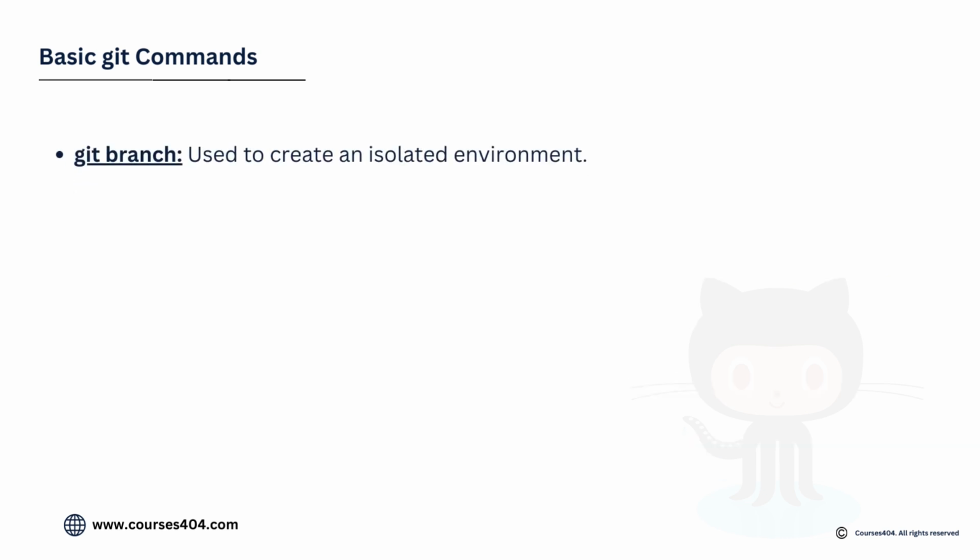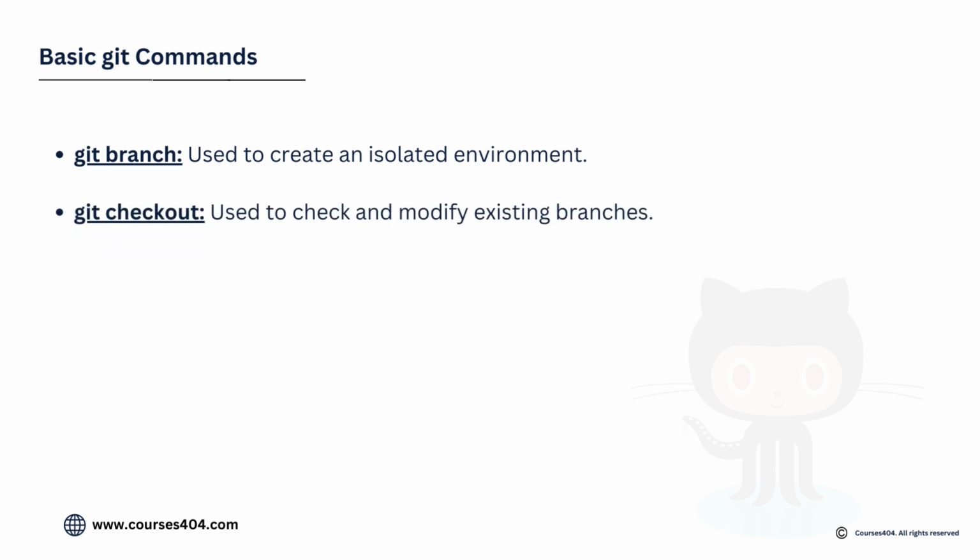Branch. The command git branch is used to establish an isolated environment within your repository to make changes. Checkout. The command git checkout is used to inspect and modify existing branches. Merge. The command git merge is used to combine distinct branches established during the process and bring everything back together.